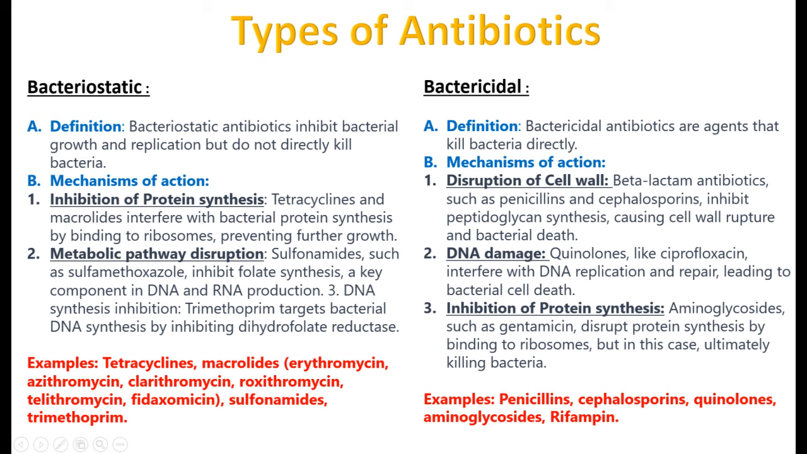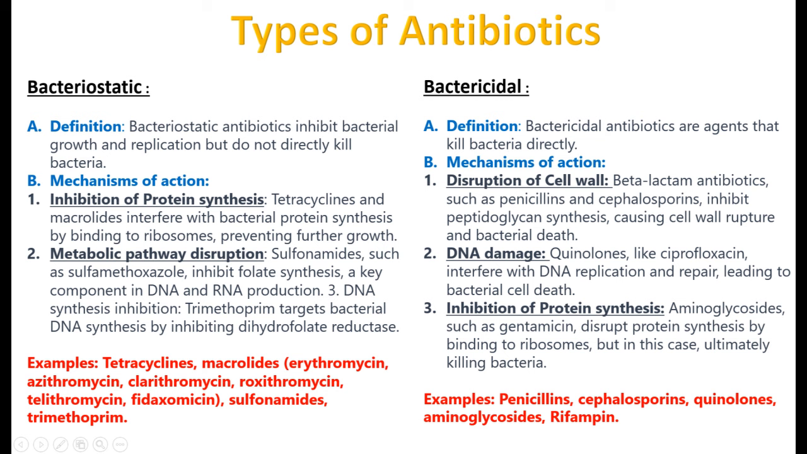2. Metabolic pathway disruption. Sulfonamides, such as sulfamethoxazole, inhibit folate synthesis, a key component in DNA and RNA production. 3. DNA synthesis inhibition. Trimethoprim targets bacterial DNA synthesis by inhibiting dihydrofolate reductase. Examples are tetracyclines, macrolides, erythromycin, azithromycin, clarithromycin, roxithromycin, telithromycin, fidaxomicin, sulfonamides, trimethoprim.